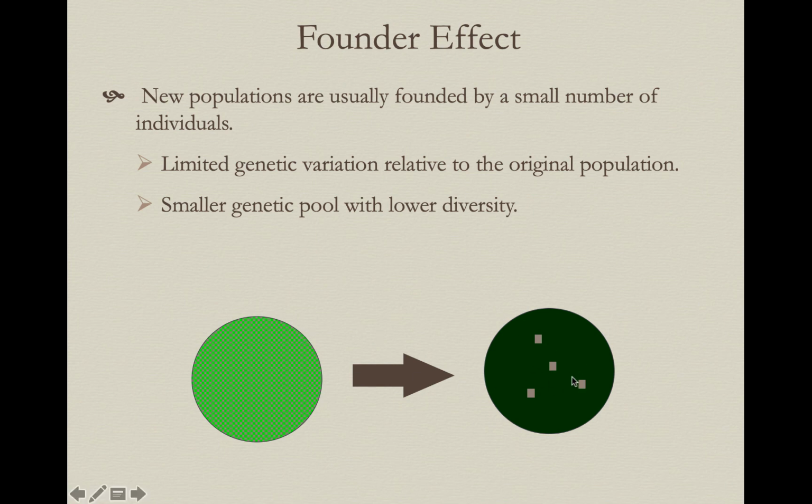Because if you only have 4 individuals mating out here, well, all of those individuals may have just been homozygous for the brown allele. So because the founding population is smaller, it has a smaller genetic pool, and it tends to be much lower in genetic diversity compared to the original, much larger population. So we call that the founder effect.